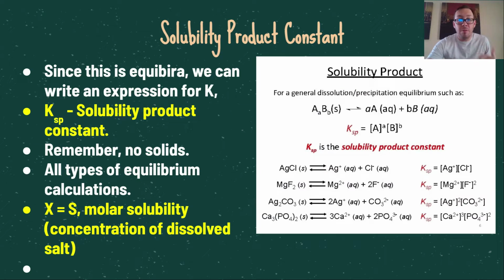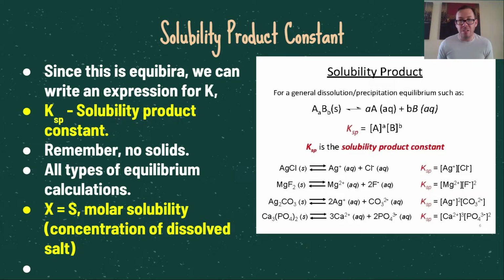Since this is equilibria, we can write an expression for K. And because we've talked about Ka and Kb for weak acids and bases, this particular K is called KSP, which is the solubility product constant. So it's the same basic concept here. We do need to remember that there are no solids in the expression.